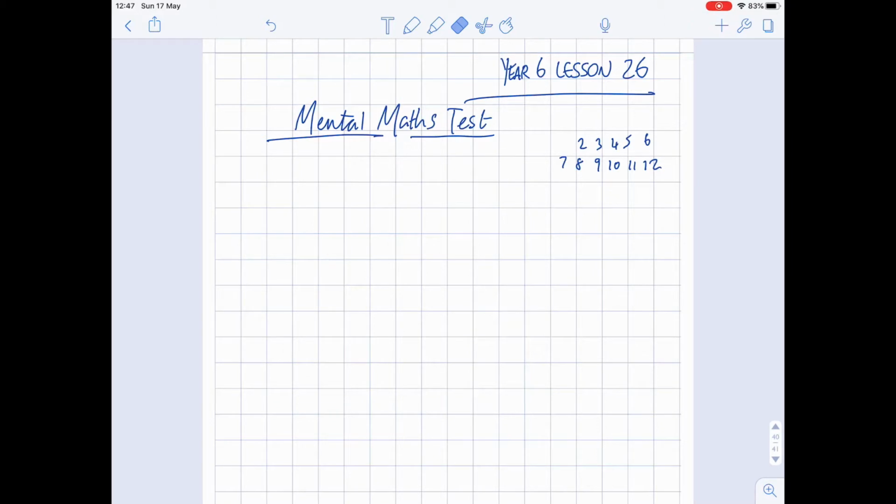Okay, question 2. Add together 125 and 73. So add those two numbers together. Question 3. Subtract 27 from 60. Subtract 27 from 60.